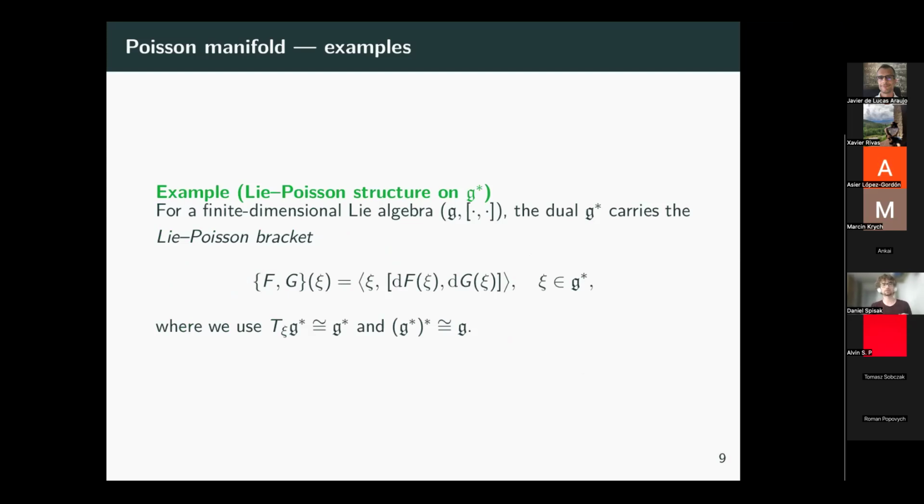The Poisson structure on the dual of a Lie algebra is a very important example, and we'll be using it. So consider a finite dimensional Lie algebra. Its dual carries the Lie-Poisson bracket defined in this way, and it is very straightforward to show that indeed it is a Poisson bracket. Using those two identities, we can easily show that it is truly a Poisson bracket.